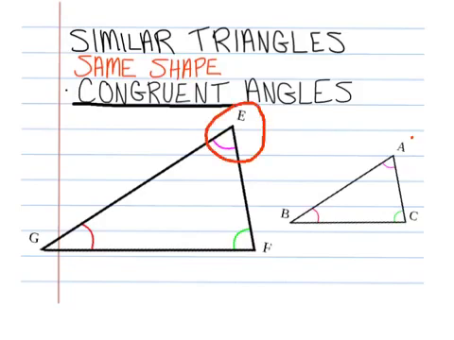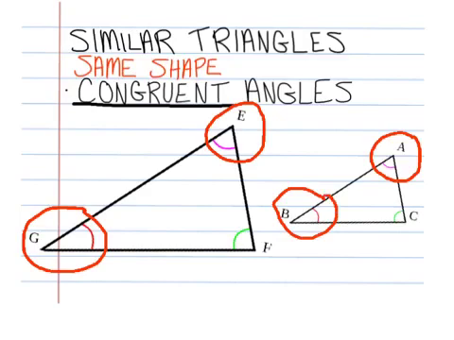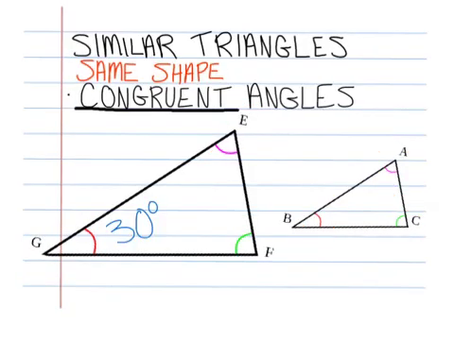So angle E is congruent to angle A. Angle G is congruent to angle B. And angle F is congruent to angle C. Okay, so similar triangles can be different sizes, but they're going to be the same shape and their angles are going to be equal. The corresponding angles are going to be equal. So E corresponds to A, G corresponds to B, and F corresponds to C. Okay? So those angles will be equal.